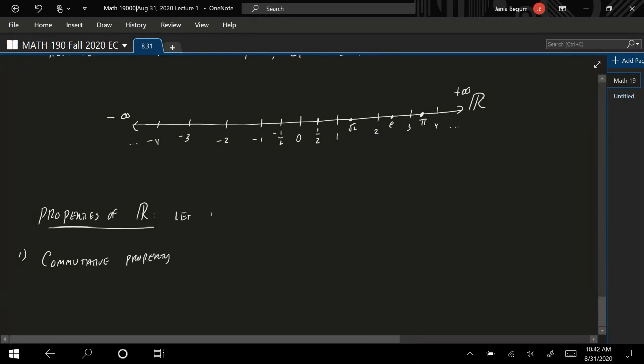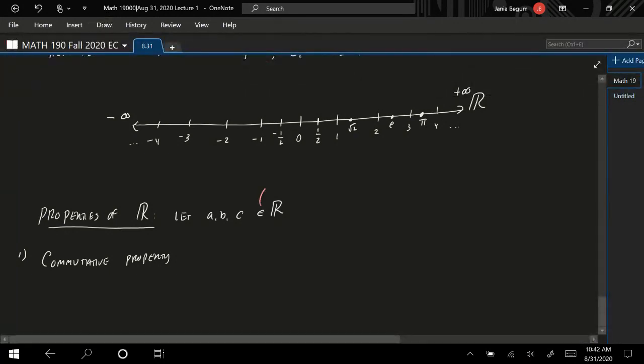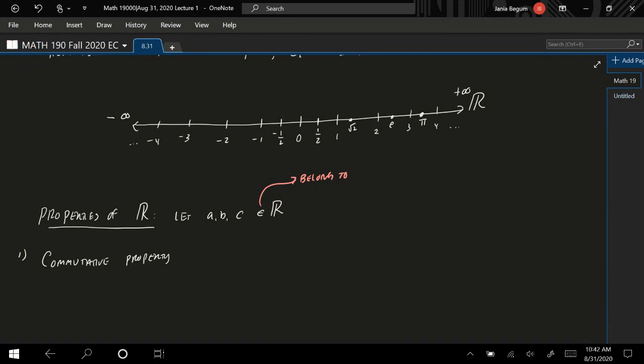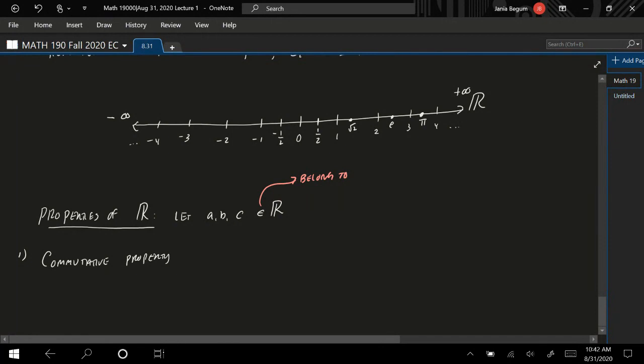So before I do that, let A, B, C be real numbers. Okay, so I have a symbol here that I need to introduce you to. This symbol is called epsilon. It's a Greek symbol. This means belong to. When you study pure mathematics at a higher level, we often use more symbols than words. So you will see A, B, C, that epsilon symbol, and R, that means A, B, C belong to the real numbers. Just making you familiar with this symbol, that way you know how to use them in the future as well.